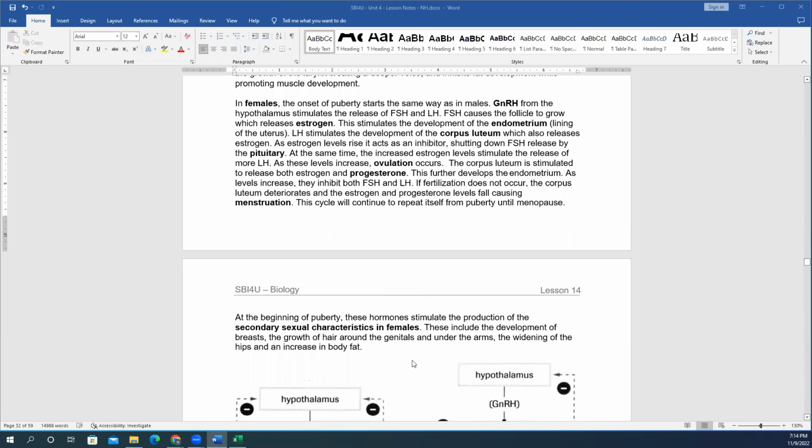And also, just as in males at the onset of puberty, in females at the beginning of puberty, these hormones really act to stimulate the production of secondary sex characteristics that are found in females, such as the development of breasts, such as the growth of hair around the pubic region, under the arms, the widening of the hips, and also the increase of body fat.